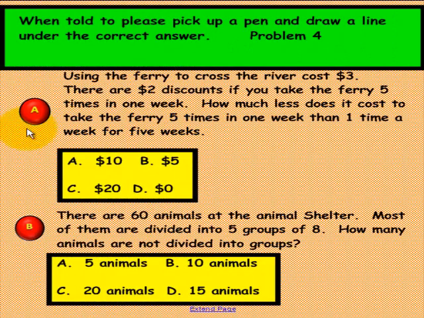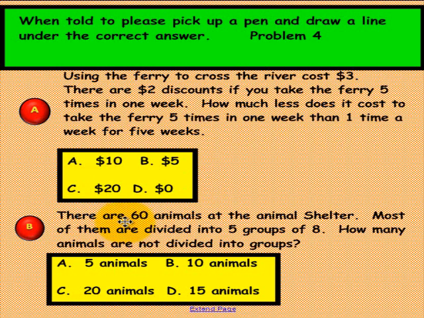Problem 4. 2 problems. Let me read the first and the second one to you. Using the ferry to cross the river costs $3. There are $2 discounts if you take the ferry 5 times in 1 week. How much less does it cost to take the ferry 5 times in 1 week than 1 time a week for 5 weeks? Please underline the correct answer for A and B.